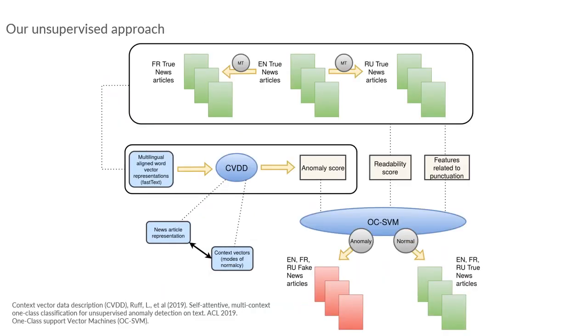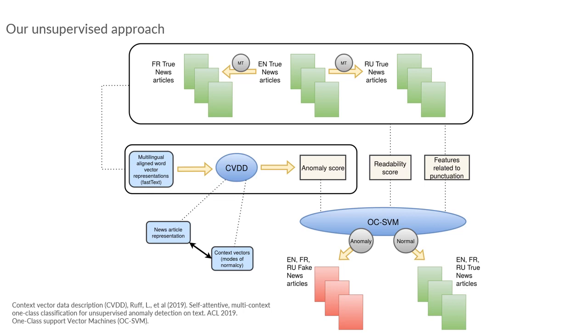As for unsupervised classification, we have set up a novel approach which aims at training a model merely on articles known to constitute true news in order to tackle data sparsity. This approach applies a technique called one-class classification or anomaly detection, which is already being used in the field of computer vision and natural language processing. We applied an existing algorithm called context vector data description in a multilingual way by aligning vector representations.